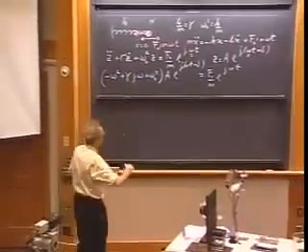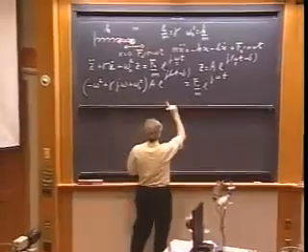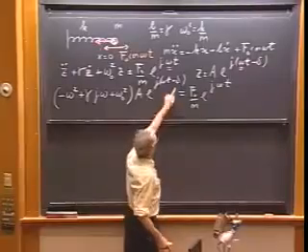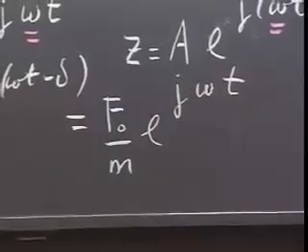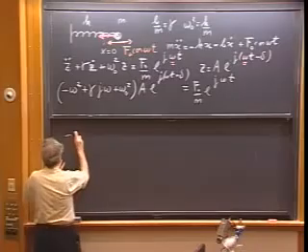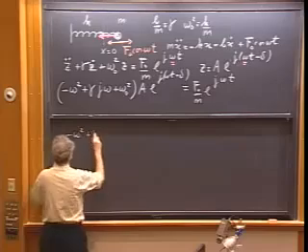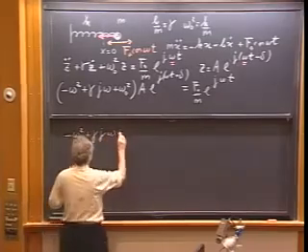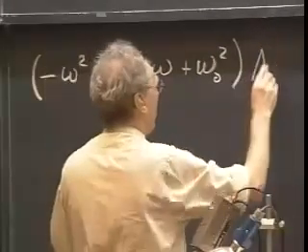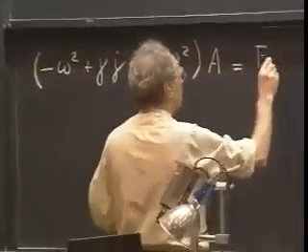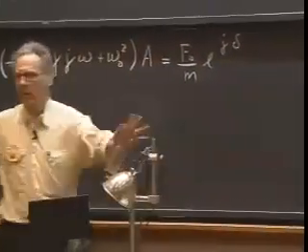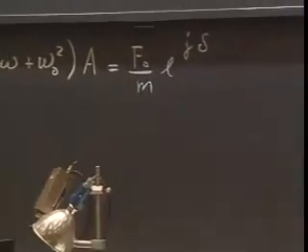So I lose my e to the power j omega t, and I'm going to multiply both sides by e to the power j delta. So I lose my delta here, but it appears then here. And so if I make that simple algebraic change, we're going to get minus omega squared plus gamma j omega plus omega 0 squared, multiplied by A, must now be equal to f0 divided by m times e to the power j delta. Because omega t is gone, and I've moved the delta to the right side.